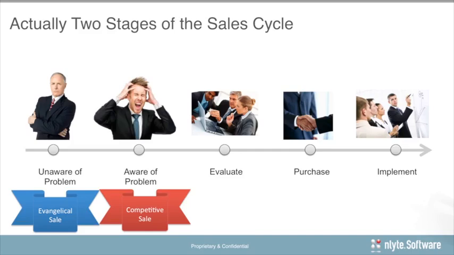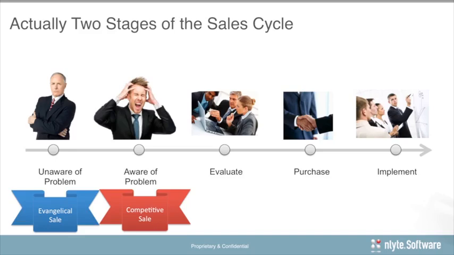Once they are aware of the problem, then it becomes a competitive sale, and we go through the process which we're all very familiar with. There's an evaluation, there's competitive differentiation, there might be a proof of concept, but there's a lot that goes into that evaluation stage. And then there goes the purchase, the negotiation, the PO, and then ultimately the implementation.